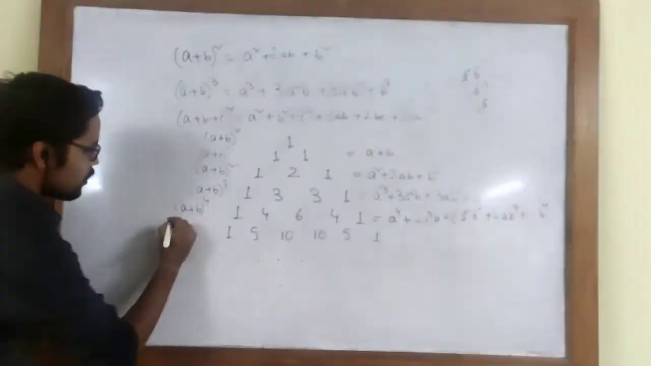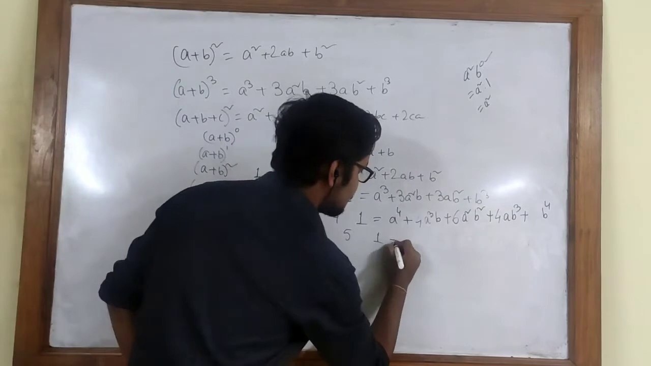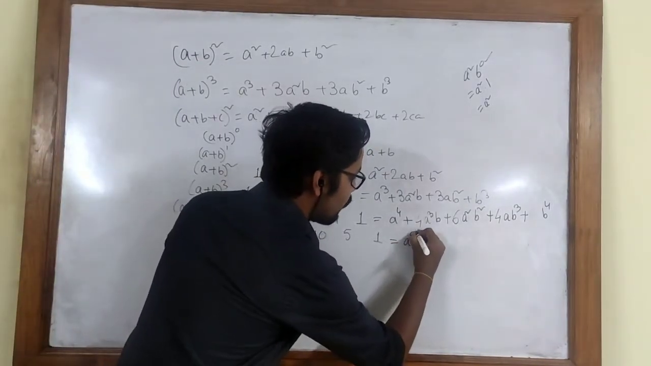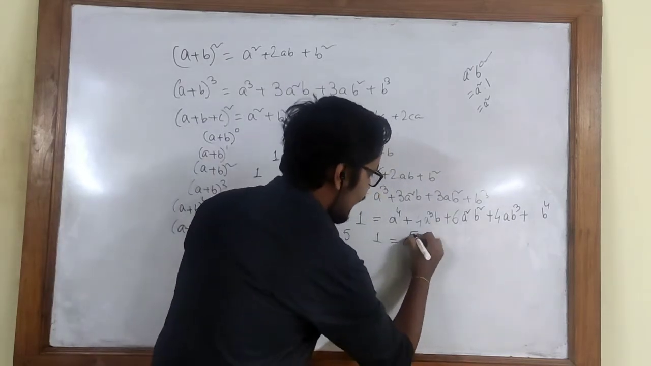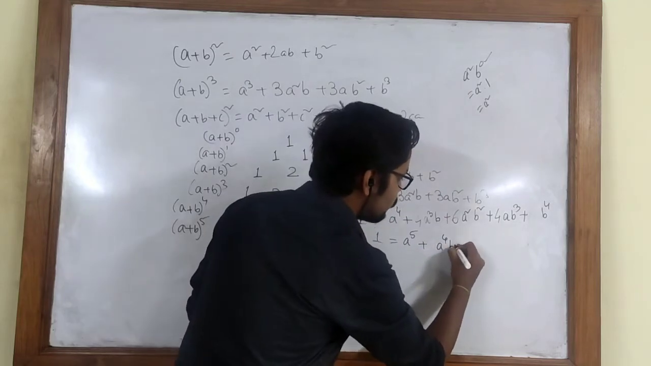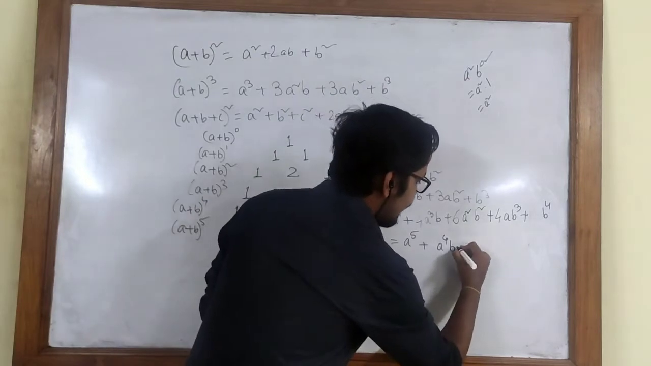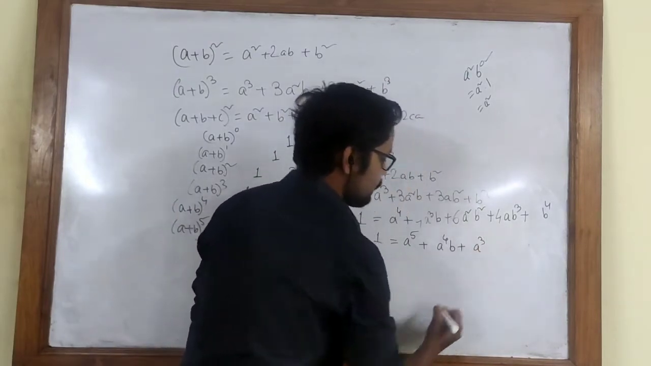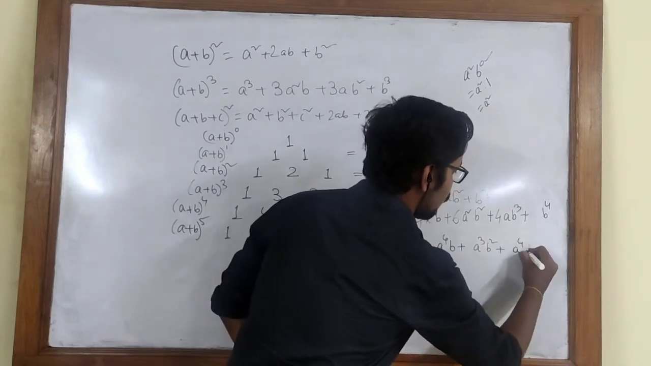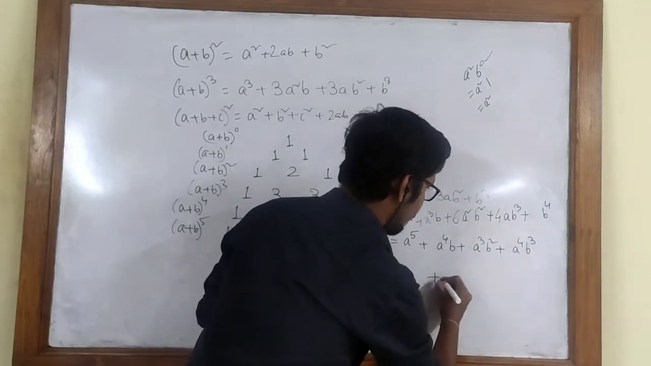Let us try one more: a plus b whole to the power 5. How to find this? Again, the first term will be a to the power 5. In the next one, a will be losing one power, so it will become a to the power 4 and b will be gaining one power, so b will become b to the power 1, which we will not write because we don't write power 1. Next term will be a to the power 3, b to the power 2. In the next term, we will have a to the power 4 and b will become 3.